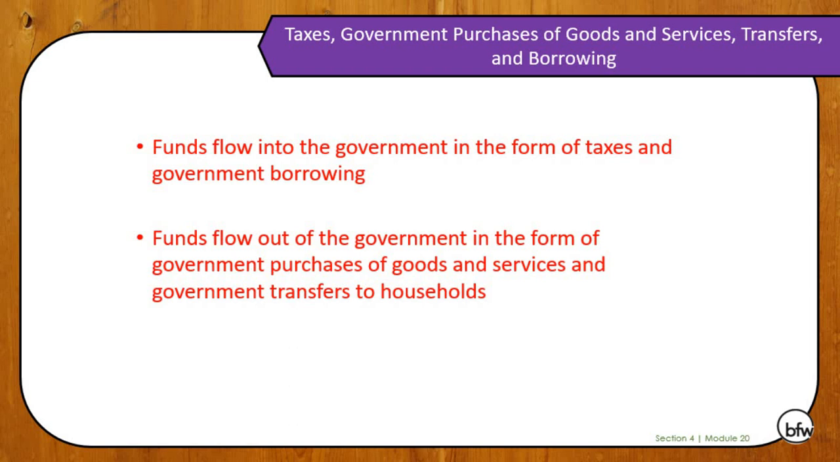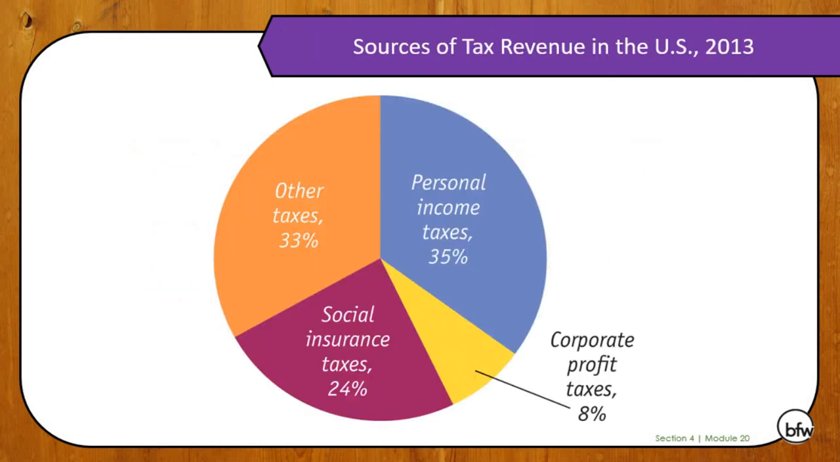The government spends money in the forms of purchases of goods and services, and government transfers to households. So they'll buy things for the military or manage forests and things like that, and they'll also send Social Security and other government transfers to households. The way they get that money is they either collect it in taxes or they borrow it by selling U.S. government bonds. This shows you the sources of tax revenues.